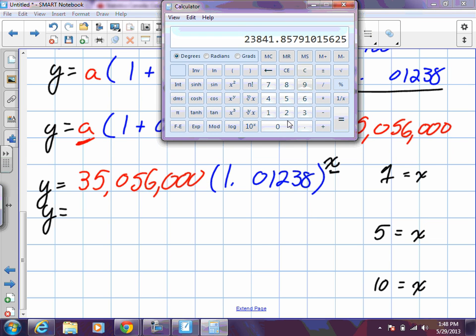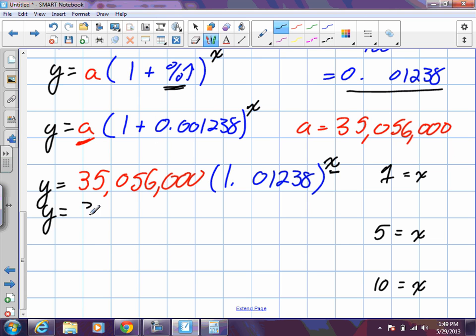It's 1.01238 to the power of 1. Is that going to change this number? No. Ends up being the exact same number multiplied by the 35,056,000. Okay, is that the right number? Yep. Which will give us 35,489,993. Is that right? So that's what it is in 1 year.